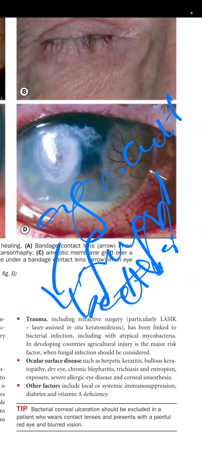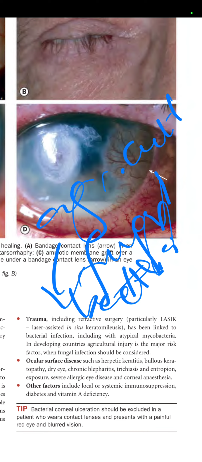Ocular surface disease, such as herpetic keratitis, bullous keratopathy, dry eye, chronic blepharitis, trichiasis, entropion, exposure, severe allergic eye disease, and corneal anesthesia. So any general ocular diseases which cause dryness of the cornea, like dry eye, and entropion, exposure, and any lid surface diseases can cause bacterial keratitis.